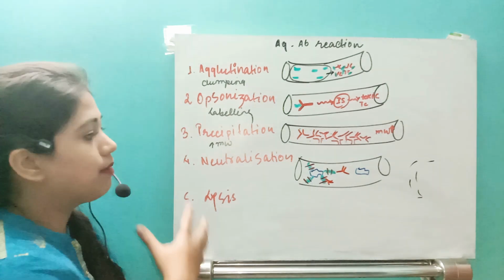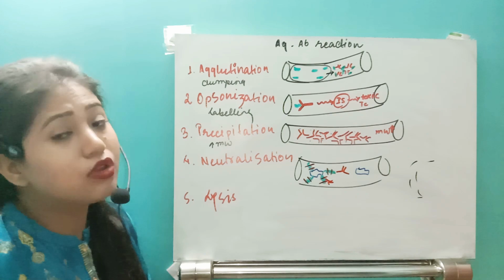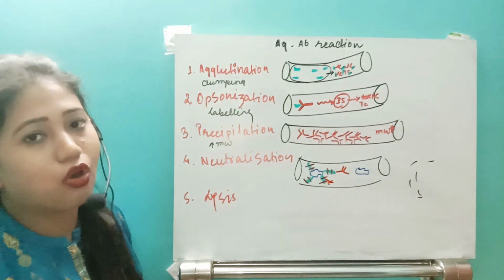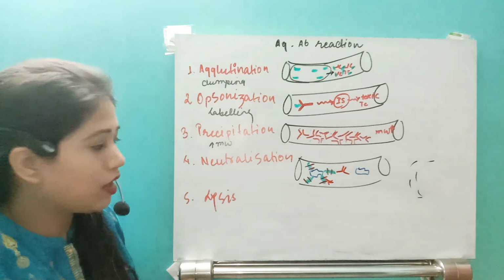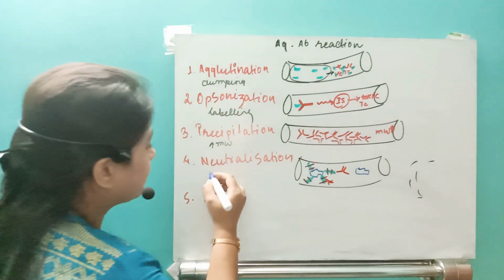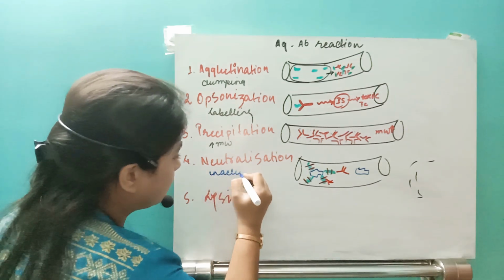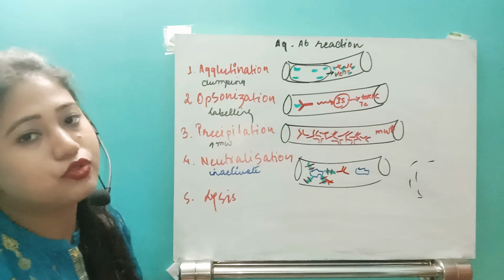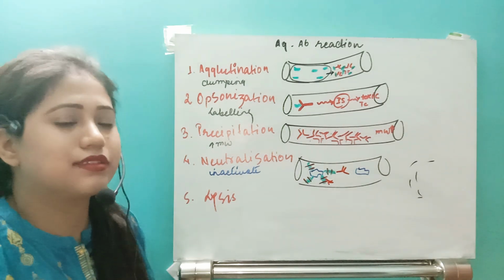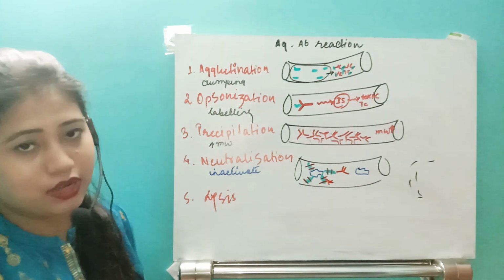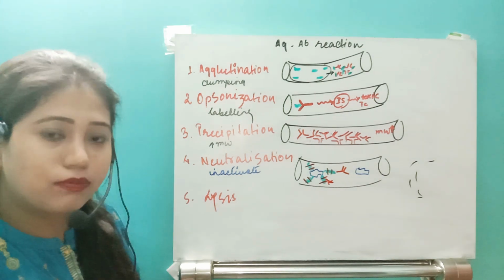So this is a way by which we can neutralize a virulent type of pathogen into a non-virulent type of pathogen. So this is the neutralization reaction, where it will inactivate the pathogen. After that we come to the last part, that is lysis. Lysis means it is completely going to break the foreign particle. How is it going to break the foreign particle?